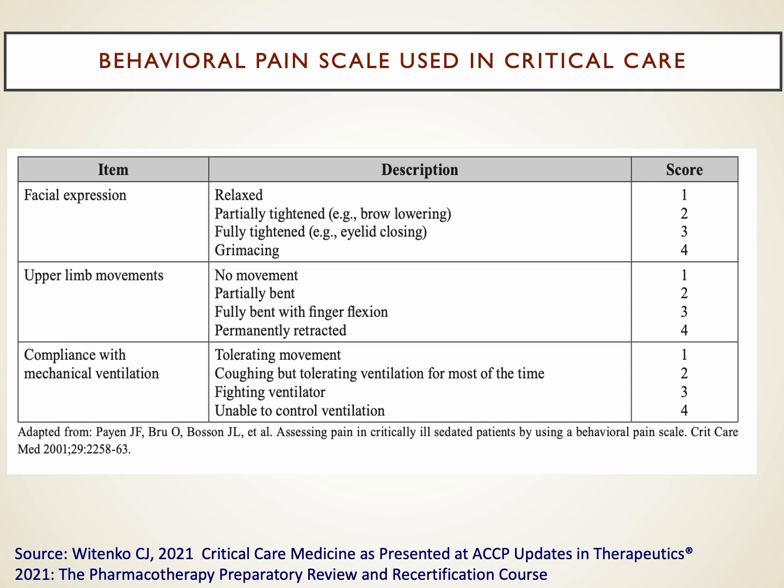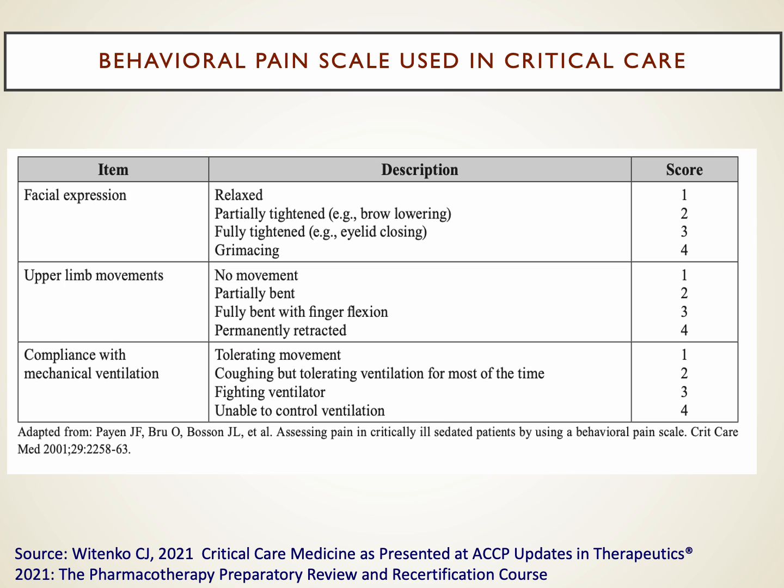Let's now look at some of the things you're likely to see in critical care settings. Typically, when a patient is in critical care, particularly if they're sedated or if they're not verbal, we need to identify whether or not they're undergoing pain and how we assess that. And so there are a number of different scales that are used in critical care. Here's an example of a behavioral pain scale that's used in critical care.